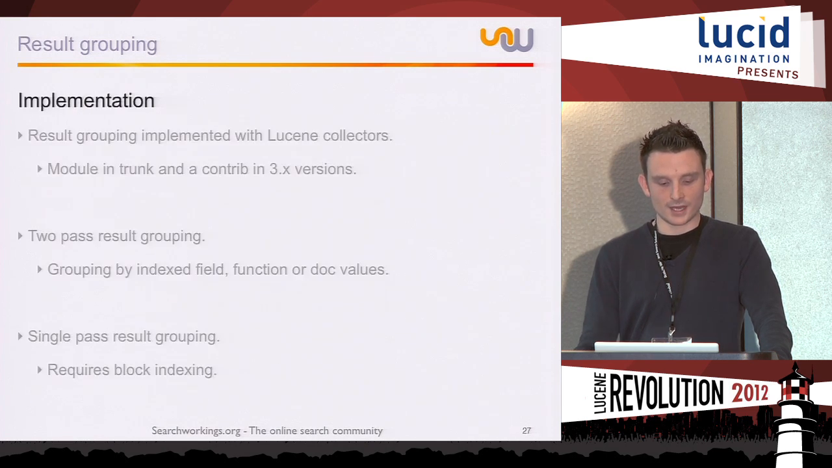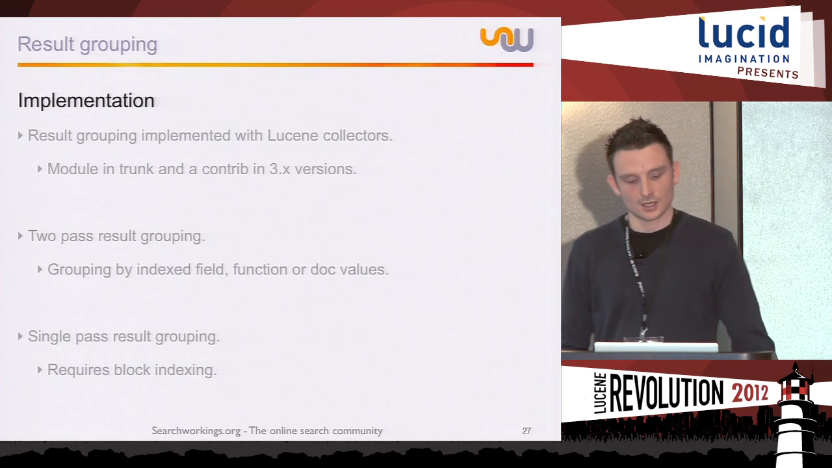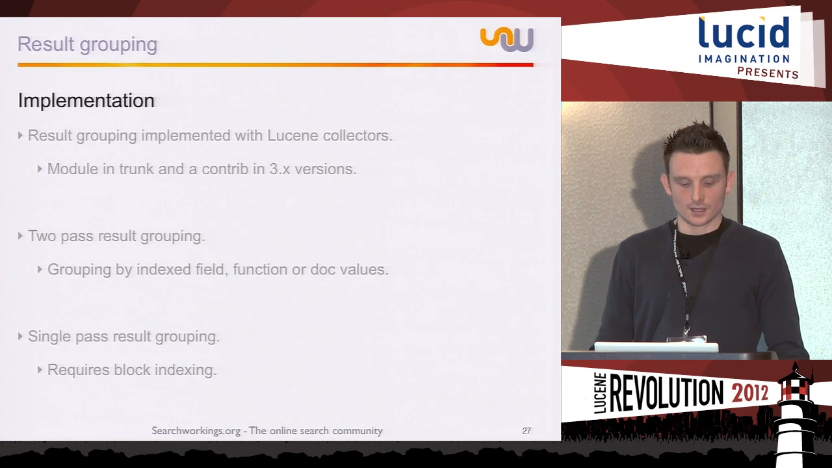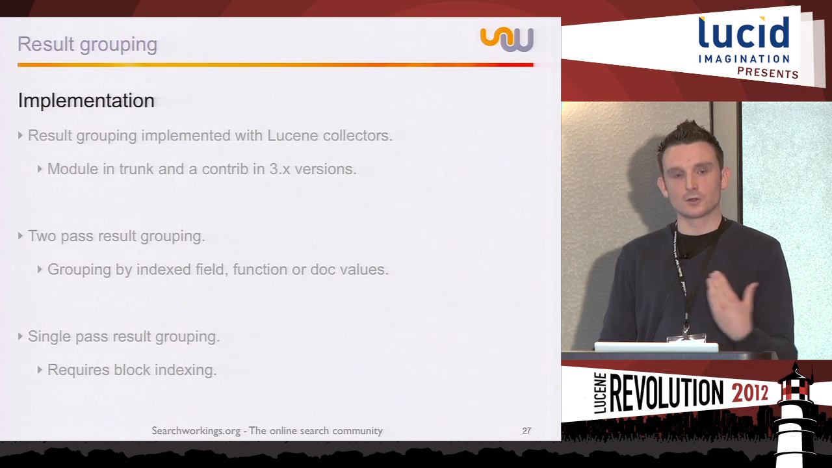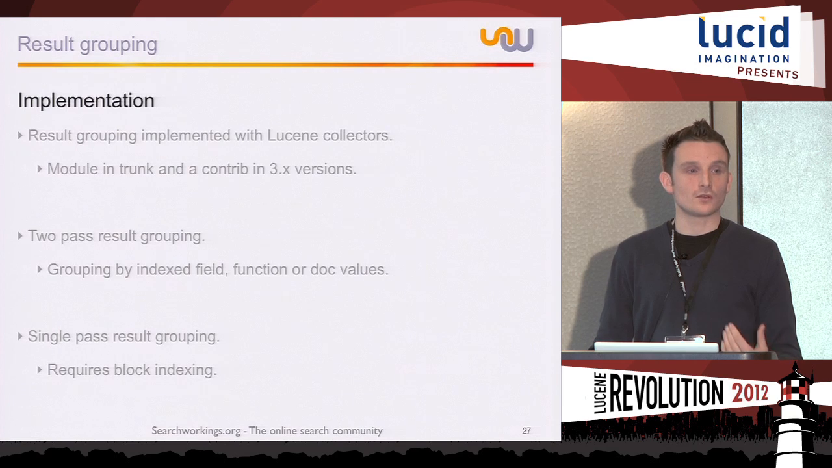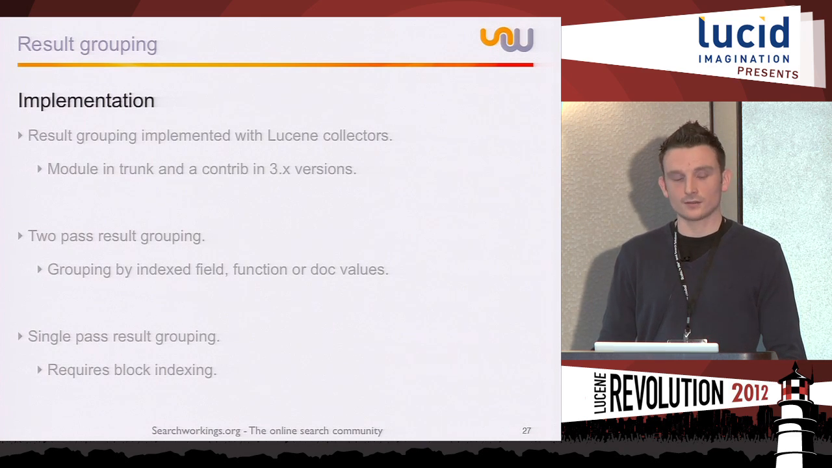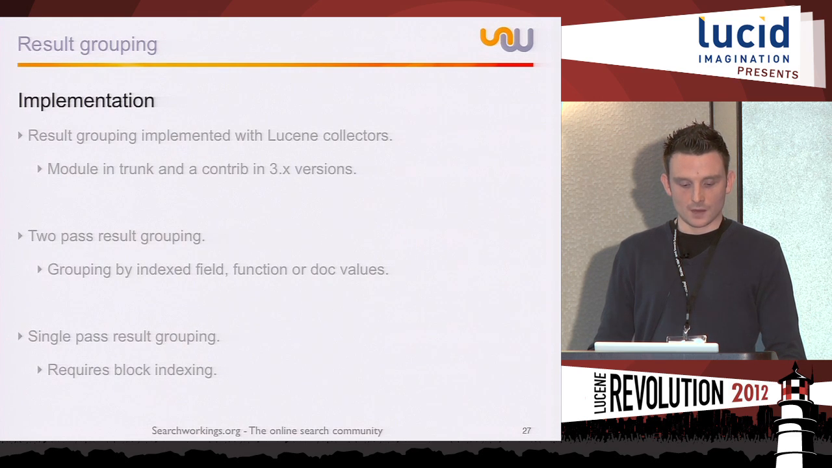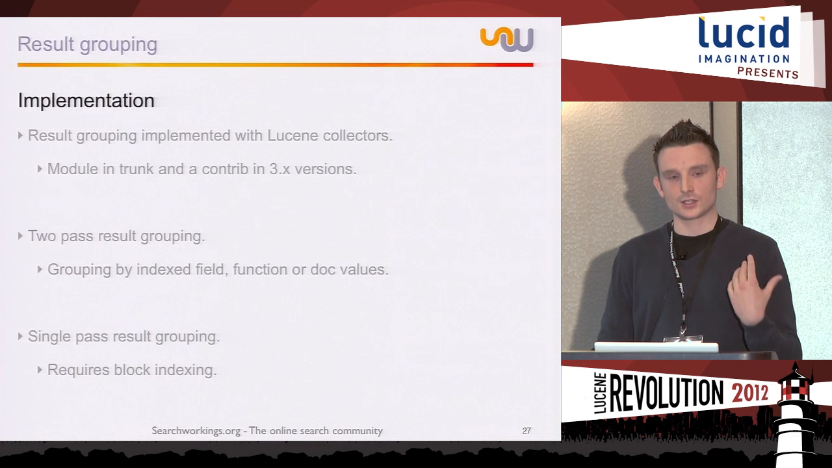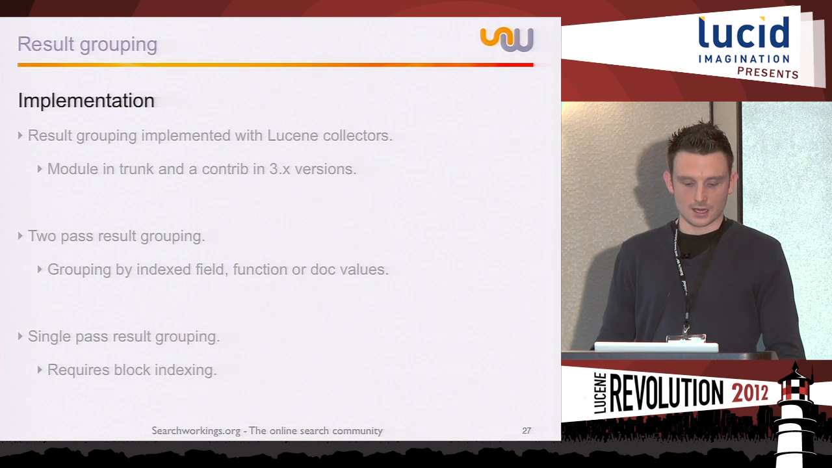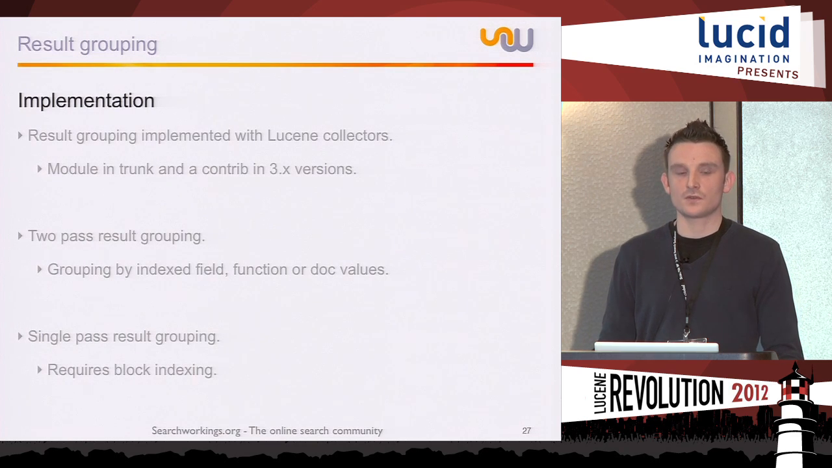If we dive into the implementation, result grouping is implemented with Lucene collectors. It doesn't have any queries. It's a contrib in 3x and a module in trunk. There are two major implementations. The two-pass result grouping implementation basically groups by a field or a function or a doc values field. And there is a single pass result grouping that relies on block indexing to group. The advantage of this approach is that it can be executed in one search, and the two-pass result grouping executes two Lucene searches. I will now go into the two-pass implementation, and that's also, as far as I know, the most widely used.